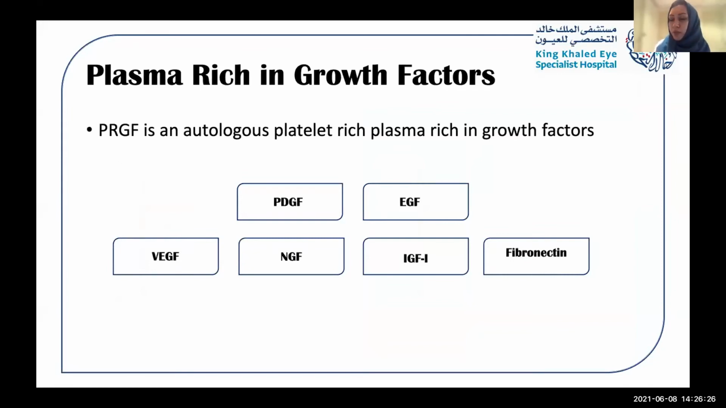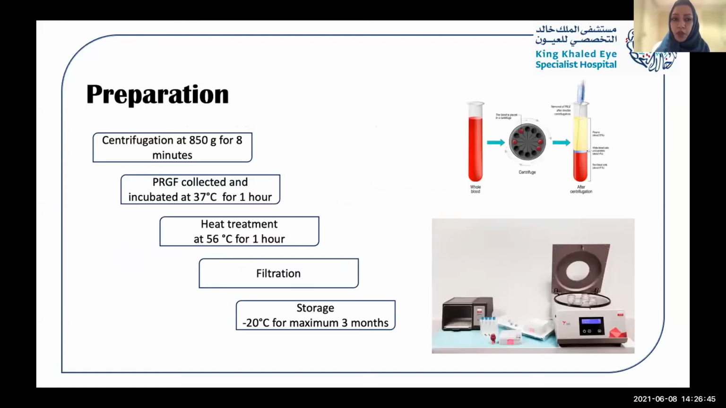What are the other plasma products? These are the plasma rich in growth factor. This is one, and then there's another one I'll mention now. The plasma rich in growth factor is an autologous platelet rich plasma. It is rich in all of these growth factors that we have been talking about. It is prepared through centrifugation, and of course, this tube has an anticoagulant in it.